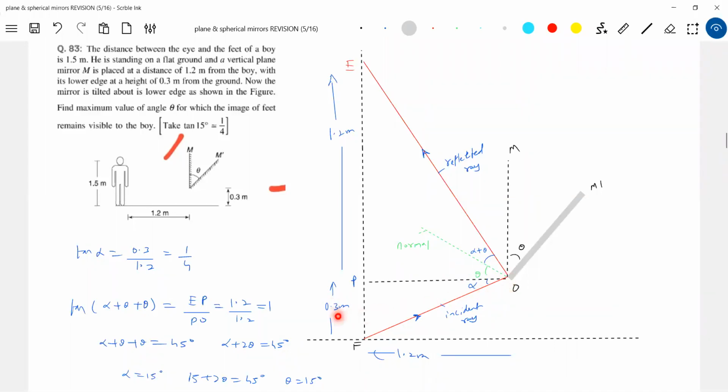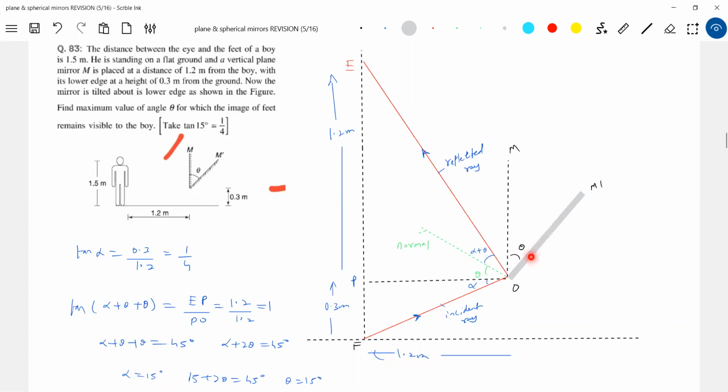Now, if you increase this 0.3 meters, so you bring this one here, is there any possibility? So shift this height. If this 0.3 meter changes, alpha will change. Look at the angle of orientation. This theta depends on this height. I am asking for a very generalized observation. This alpha depends on what? 0.3 meter and 1.2. 1.2 I'm keeping fixed.